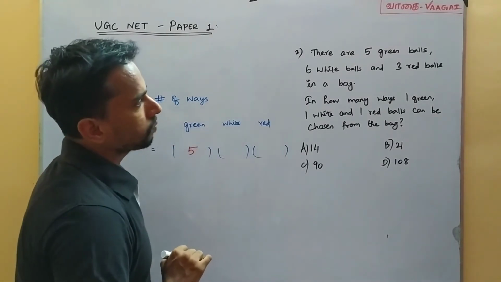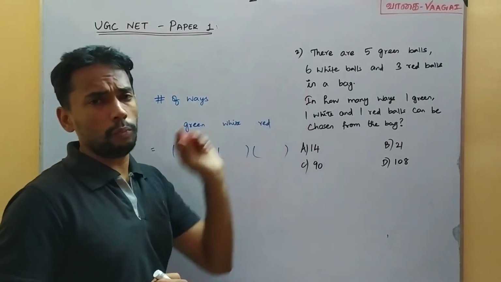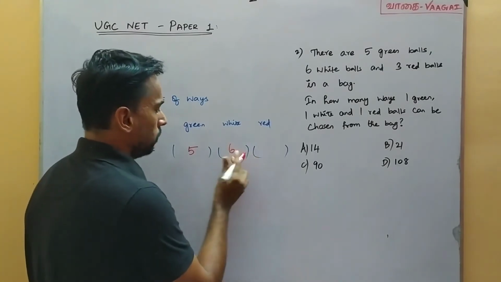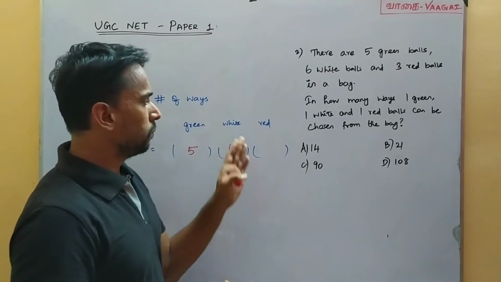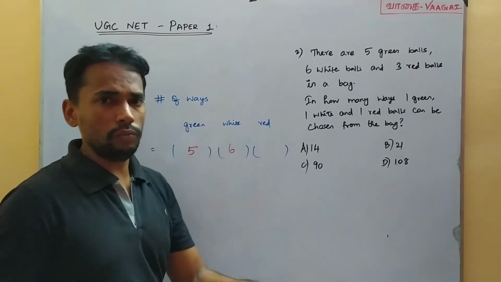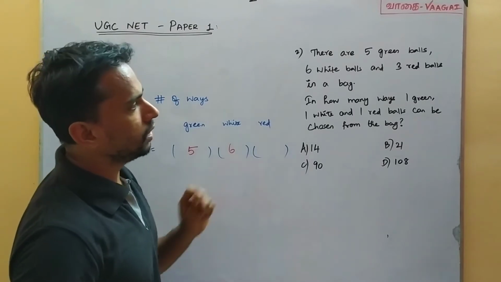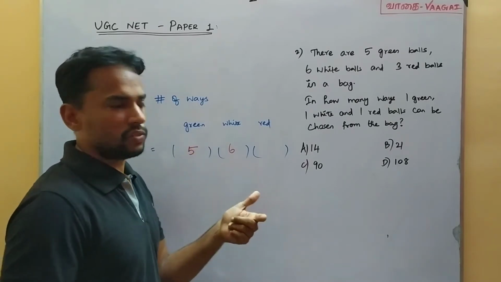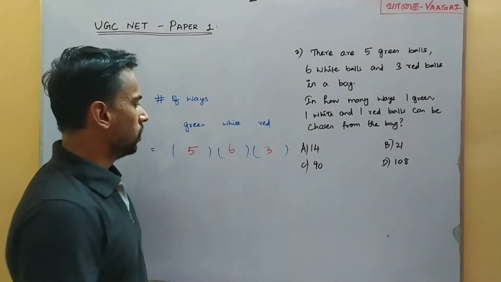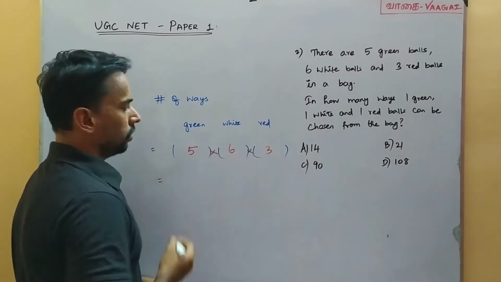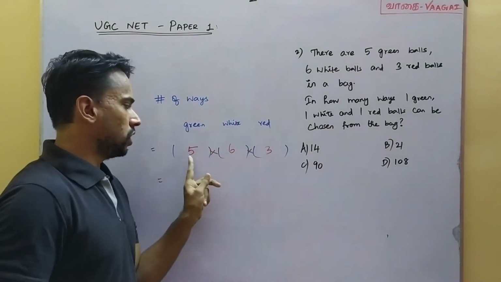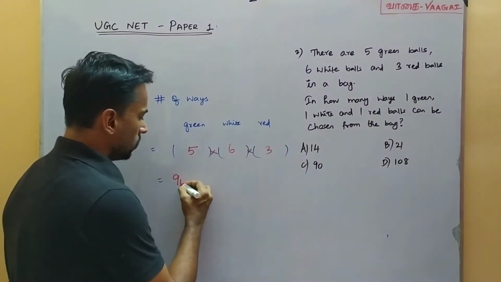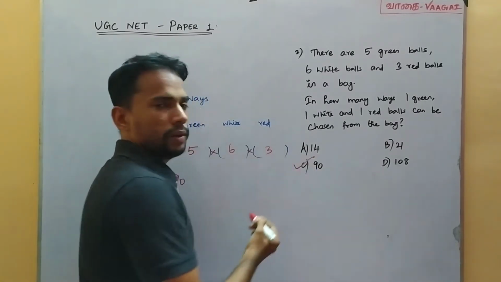Then white balls. We have a total of 6 white balls. Again, from 6 we need to pick one, so there will be 6 ways, because it follows the same logic. We can pick any one from those 6. So, 6 ways. And finally the red ball. There are 3 red balls, and we need to pick one, for which we have 3 ways. That's it. Now we multiply to get the final answer: 5 into 6 into 3. 5 times 6 is 30, and 30 times 3 gives us 90. So option C, 90, is the correct answer.